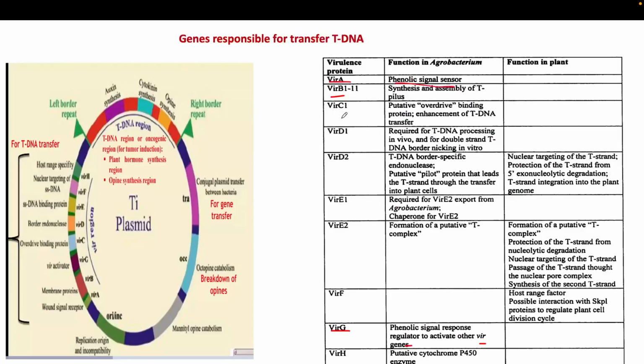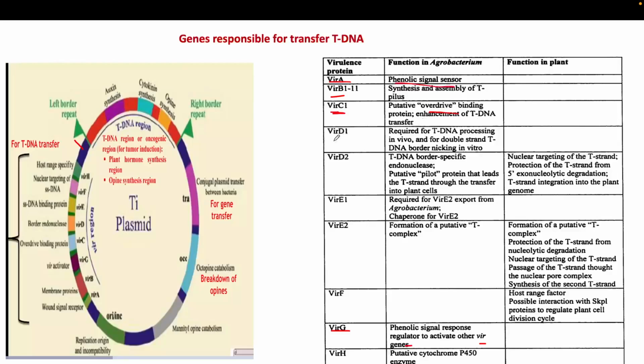Then you have the vir C1. Vir C1 is generally present downstream of the left border sequence. Why? Because this C1 is an overdrive sequence, meaning it enhances the procedure and is helpful in the efficient transfer of the T-DNA region from one cell to another cell. So C1 works as an overdrive sequence and enhances T-DNA transfer.